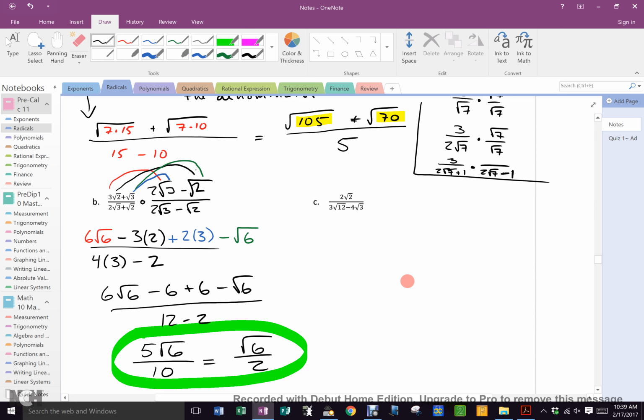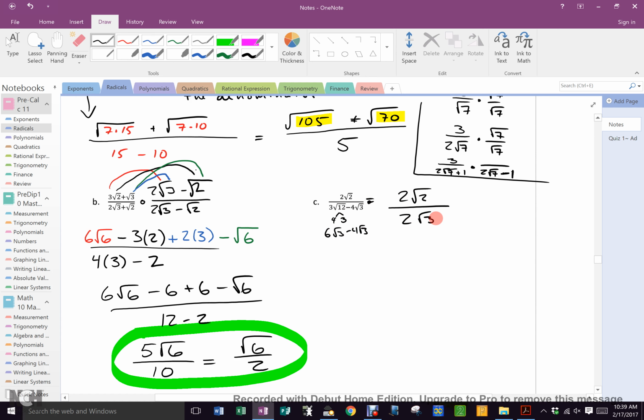Now let's come over to here. I'm going to do this twice. I'm going to do this one the way Sydney suggested it. This is going to become 2 root 2 over, this is 4 times 3. So this is 6 root 3 minus 4 root 3 over 2 root 3.